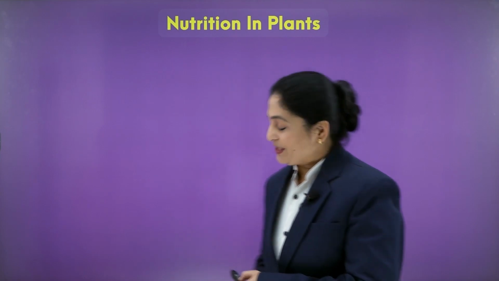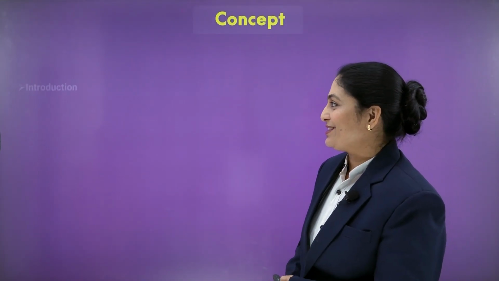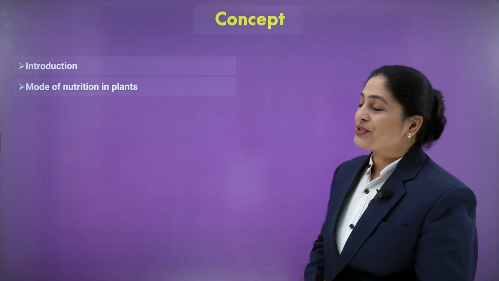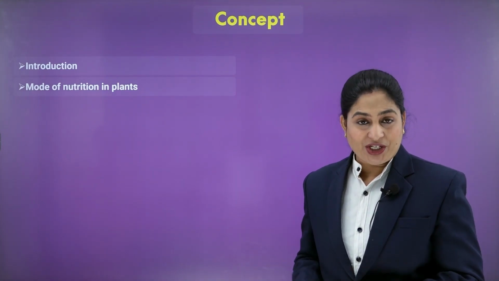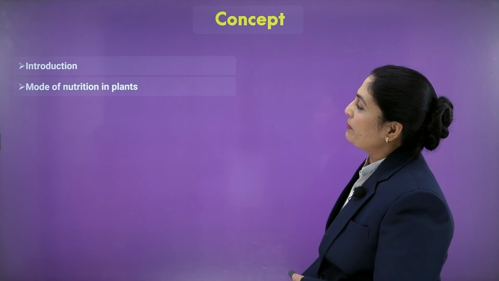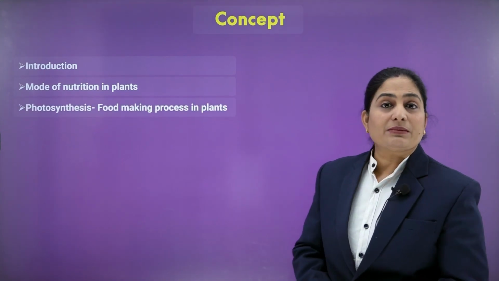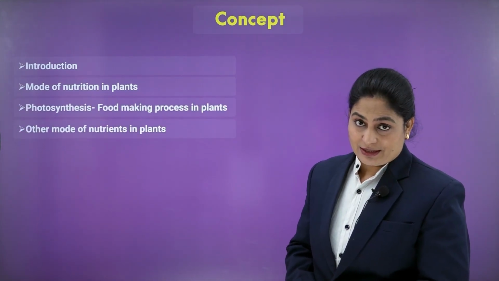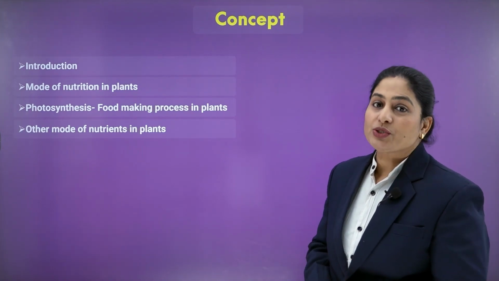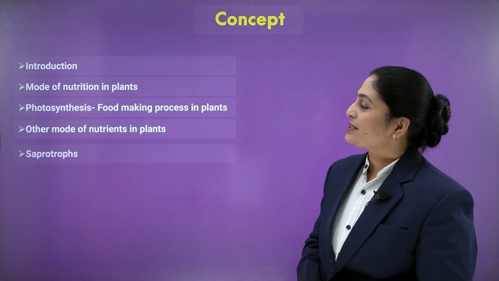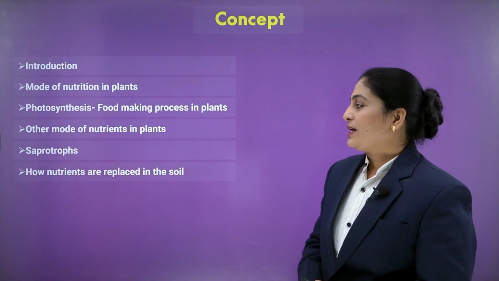So here first we'll talk about the introduction part. Then we'll discuss the mode of nutrition in plants, that means what type of nutrition we'll be having in different plants. Then we'll discuss the process of photosynthesis, how plants make their food. We'll talk about various modes of nutrients, saprotrophs, and how nutrients are replaced in soil.